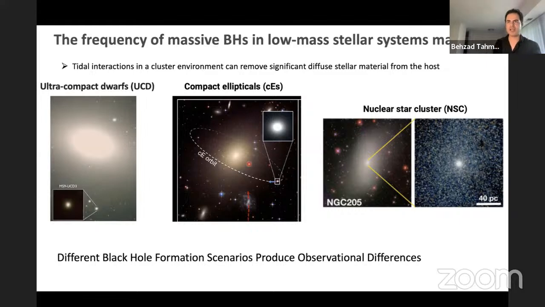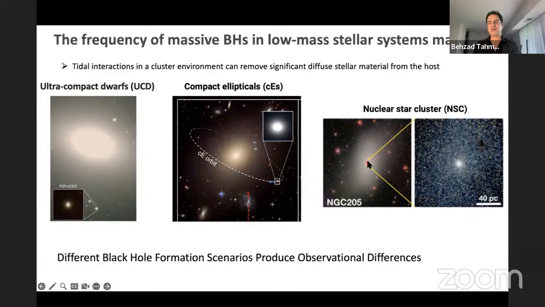Another type of object is compact ellipticals, which are significantly smaller than elliptical galaxies. Their radii are from about 100 parsecs to a few hundred parsecs, and they have an elliptical shape, but they are really massive. They can be even 10^9 solar masses in such a small area. So they are really compact compared even to elliptical galaxies.